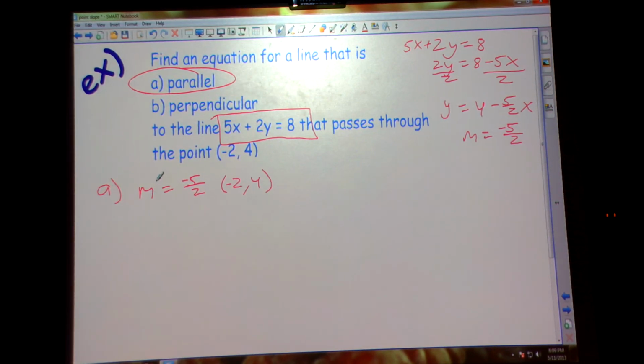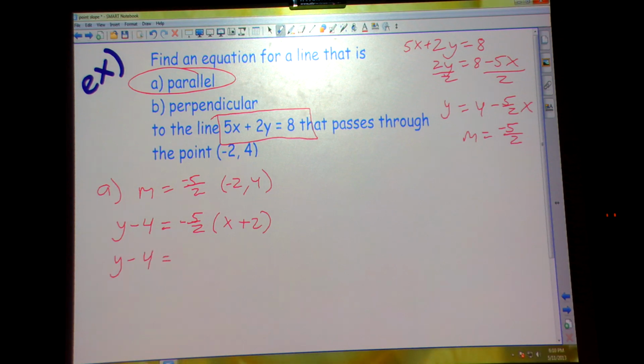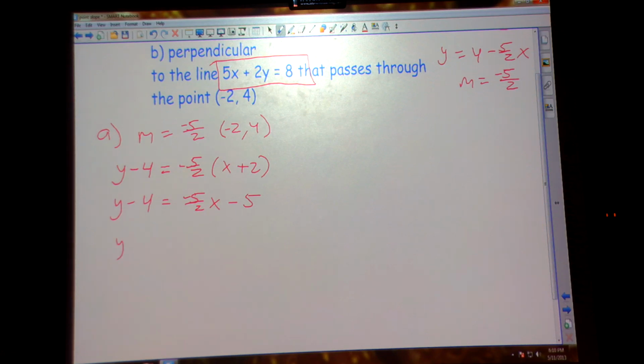Once again, we're going to put it in standard form to get practice. So I have y minus my y, slope negative 5 halves, times x minus negative 2. Let's distribute. Negative 5 halves x, that would be minus 5, because the 2's will cancel. Okay, let's go ahead and add 4. Negative 5 halves x, when I add 4 I get minus 1.